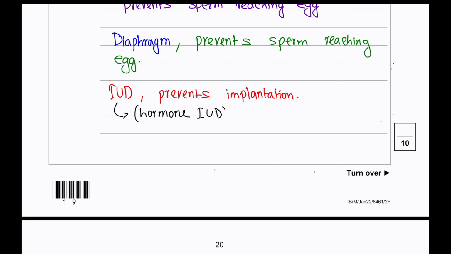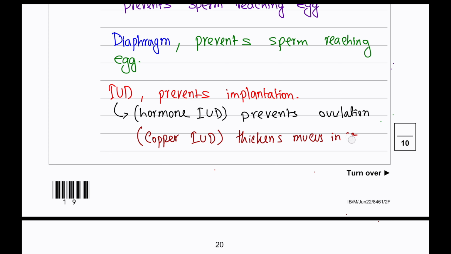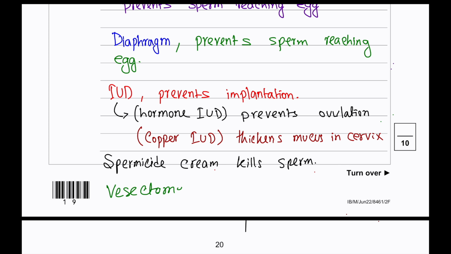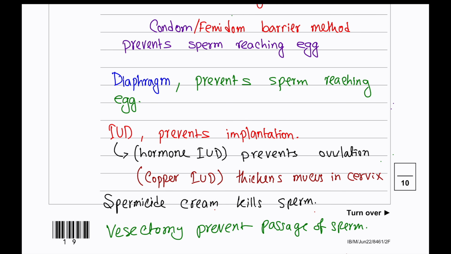And then there can be some creams like spermicide, which directly kills sperm, or other methods include sterilization, where either a vasectomy or a tubal ligation is done, which prevents the passage of sperm, or it prevents the egg cell from coming for fertilization. And then there is also rhythm method, where no egg is available for fertilization.